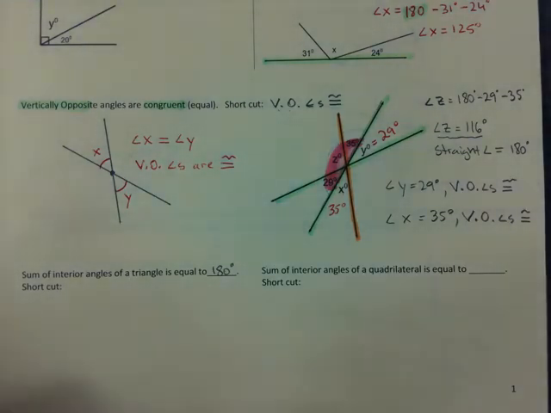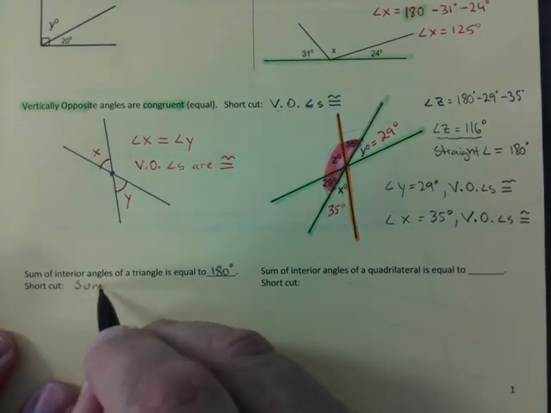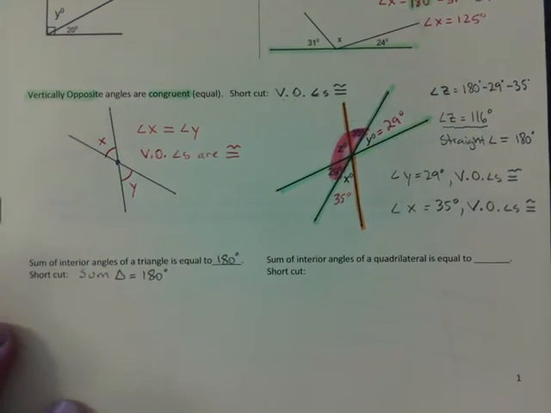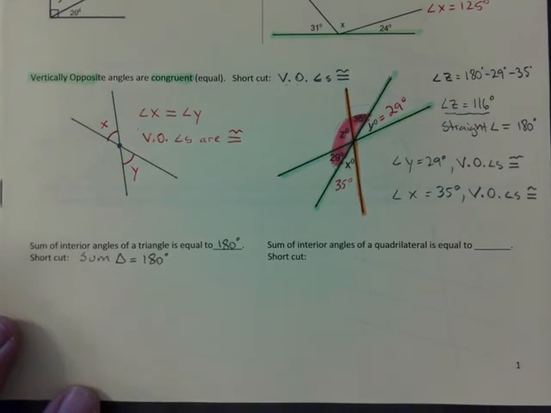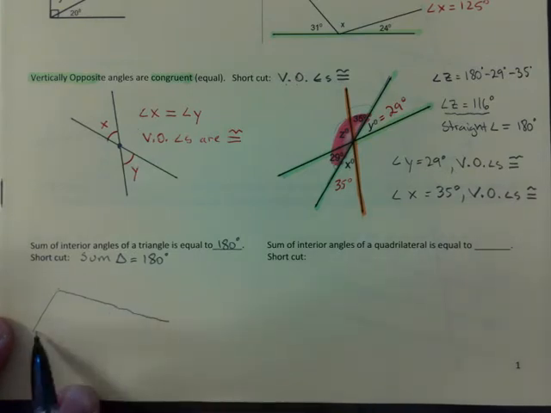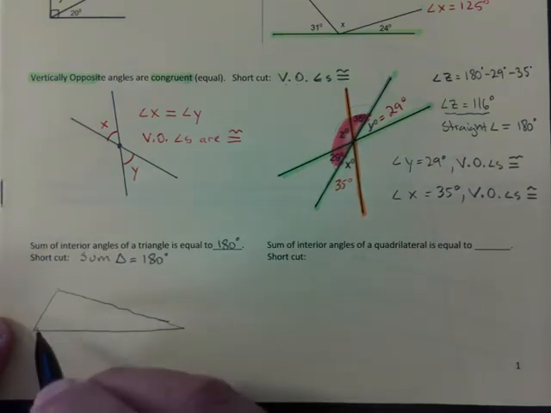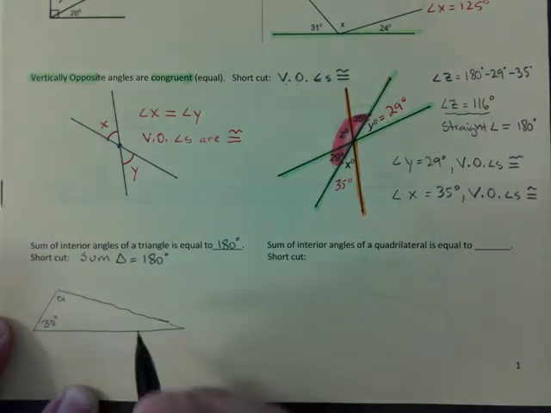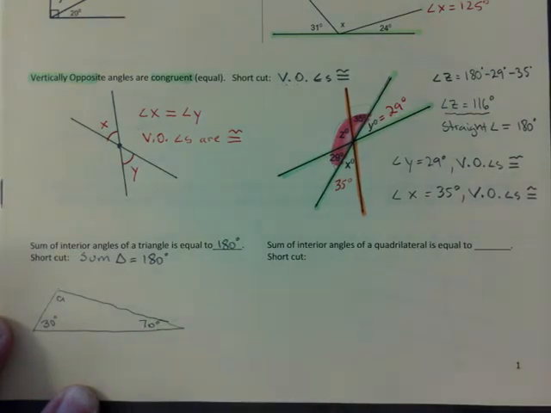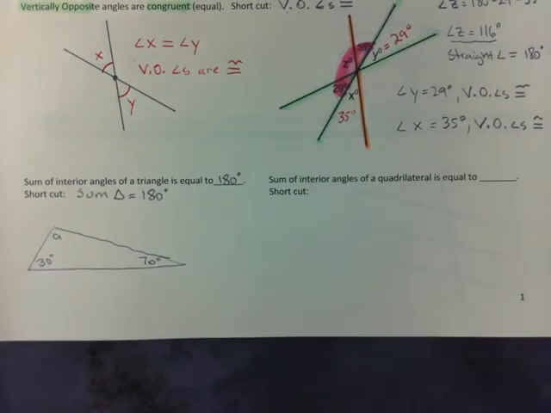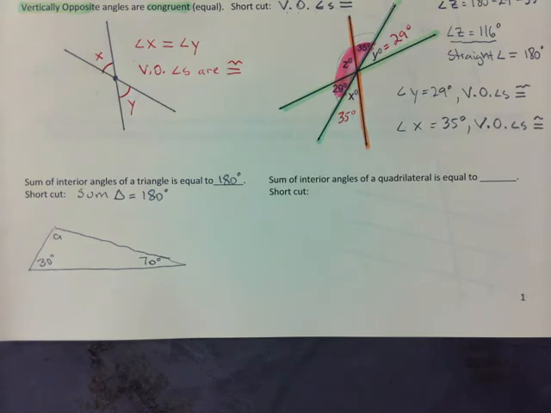So 180 degrees. Shortcut, you're going to like this one. Sum of triangle is equal to 180 as the shortcut. And so how's that helpful? Let's draw a triangle here. And we'll make this 30 degrees. We'll call this angle A, lowercase, and 70. Let me just move that up a little bit for back row folks. So there's my triangle. I know 2 out of the 3. You should immediately be able to find the third.